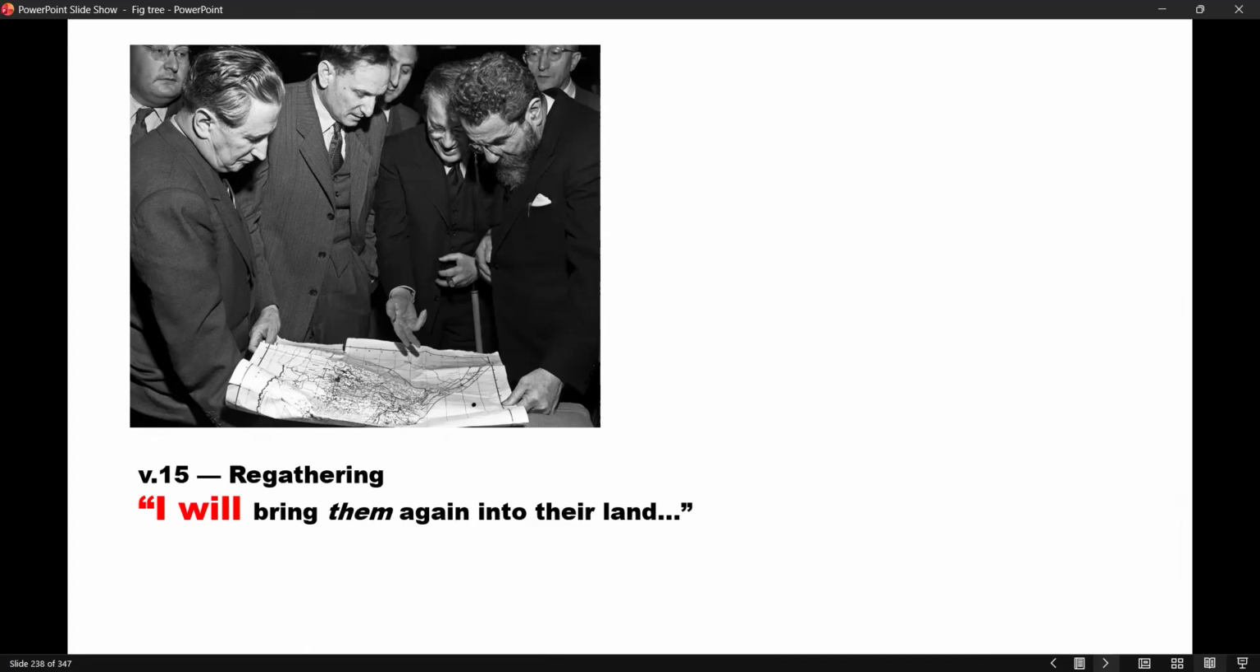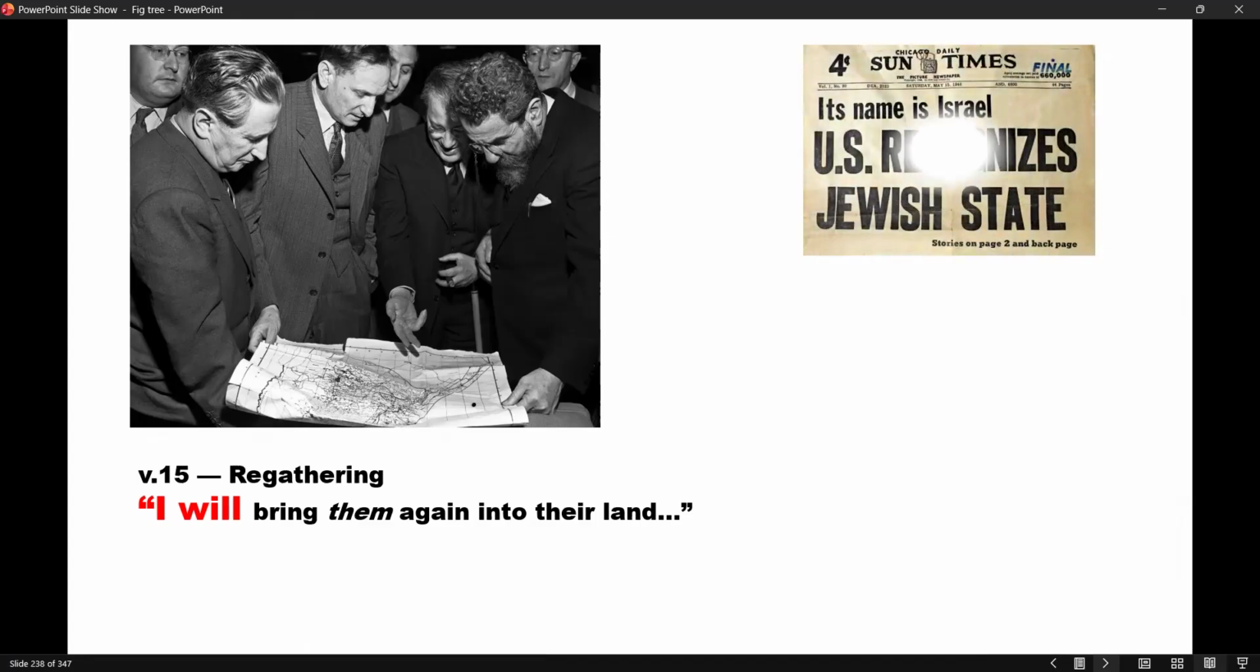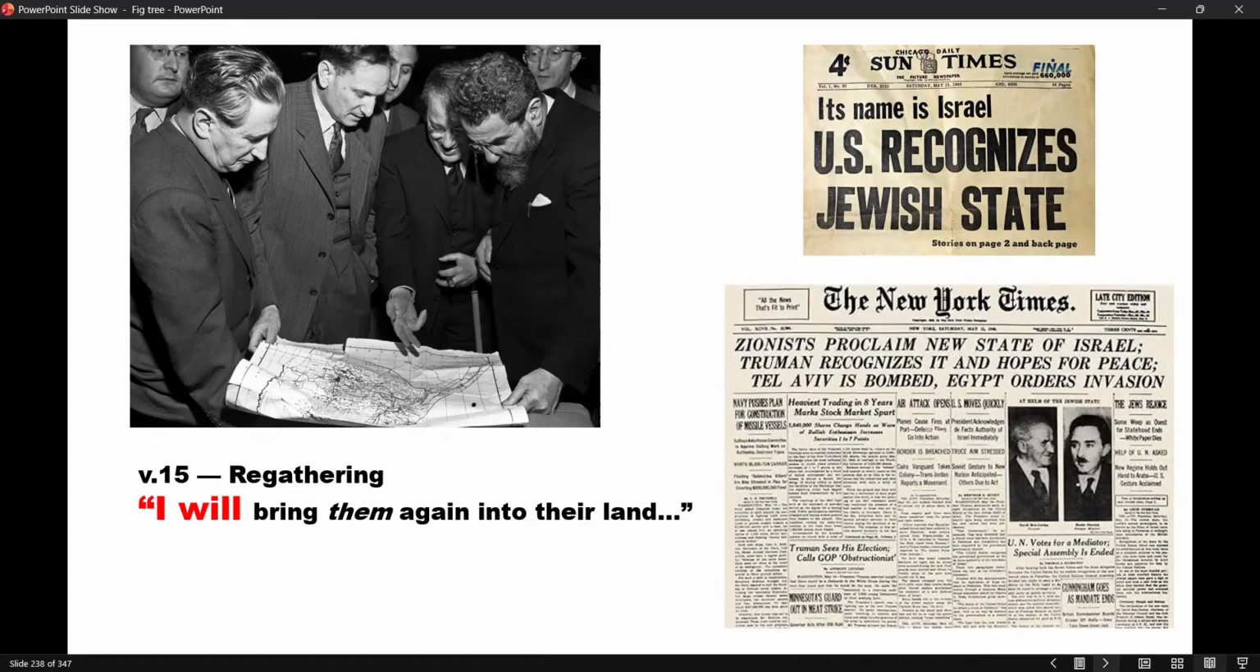We know that the Balfour Declaration was drawn up, and we also know that the United States had their hand in this, right? Its name is Israel. U.S. recognizes Jewish state, right? Zionists proclaim new state of Israel. Truman recognizes it and hopes for peace. So they're all in on this. These are the people, and the bankers, that had their hand in these people coming back. It had nothing to do with Yahuwah.